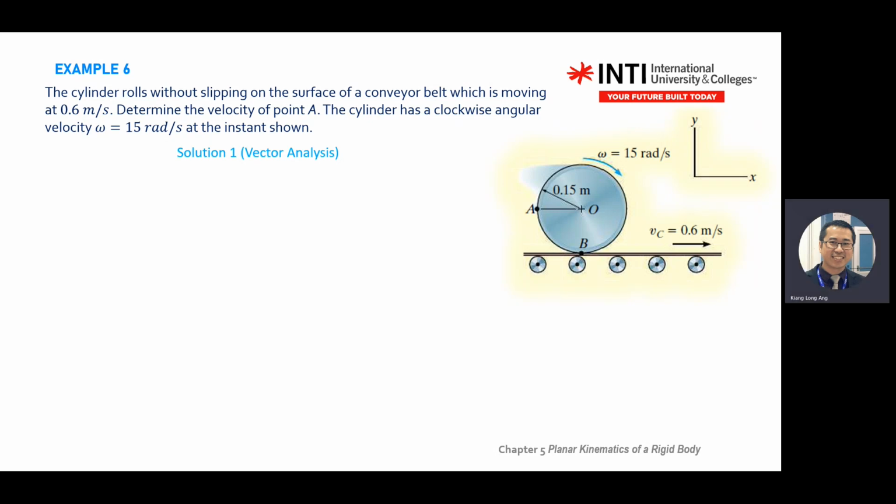So what body are you looking at? Are you looking at the conveyor or this? Which one is a rigid body? What is your main target? Are you looking at the conveyor or the disc or cylinder? Cylinder. The question keeps repeating the word cylinder and point A. So where is point A? It's on the cylinder. So you focus on the cylinder. So what is the velocity at point B?